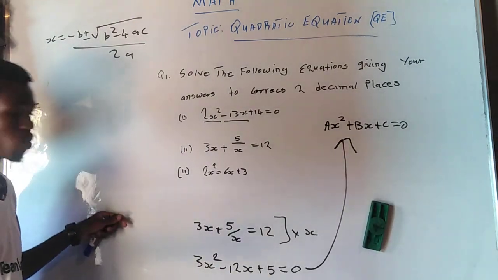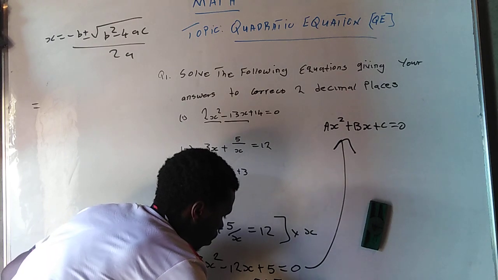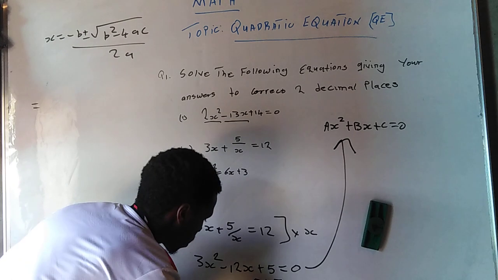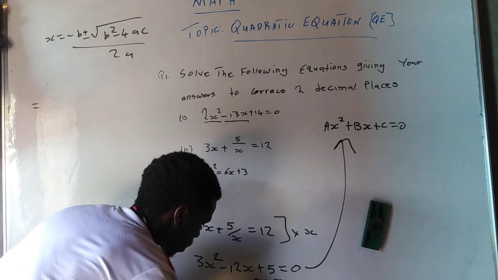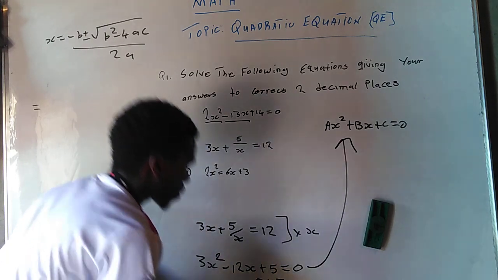So let me try and group my data. Which one is my a? My a is this one, which is 3. My b is negative 12. My c, which is the constant, is 5.